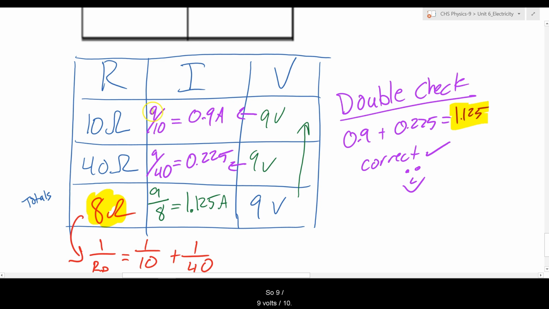So 9 volts divided by 10 ohms gets me 0.9 amps, and then 9 volts divided by the 40 ohms gets me 0.225 amps.